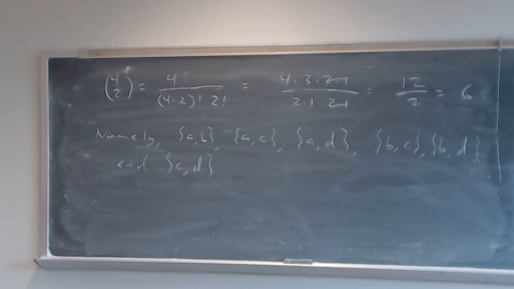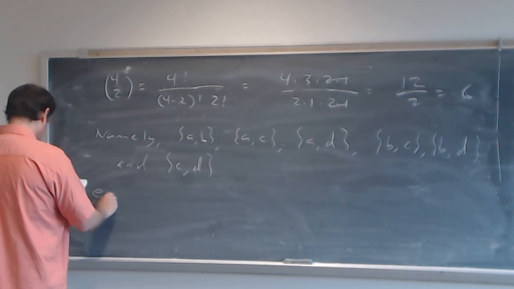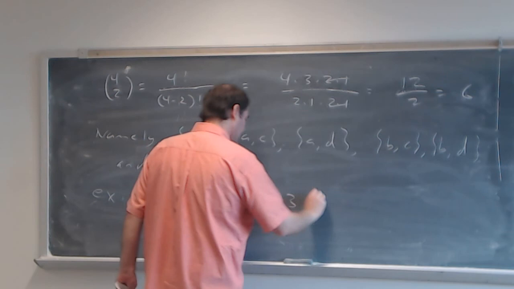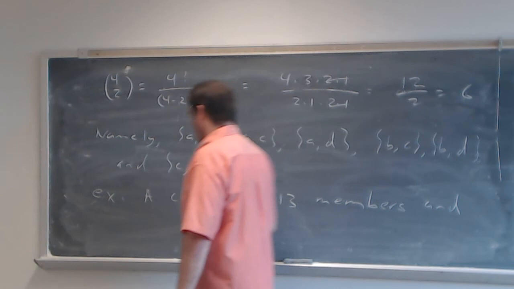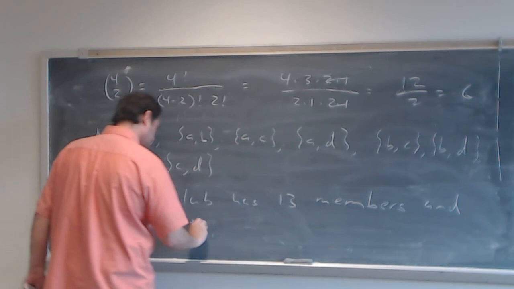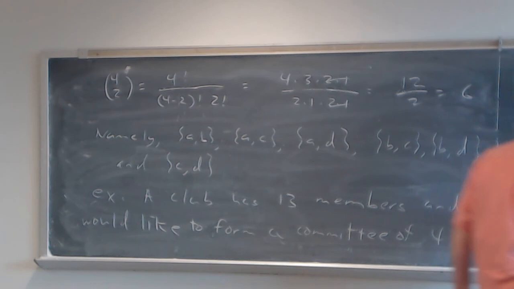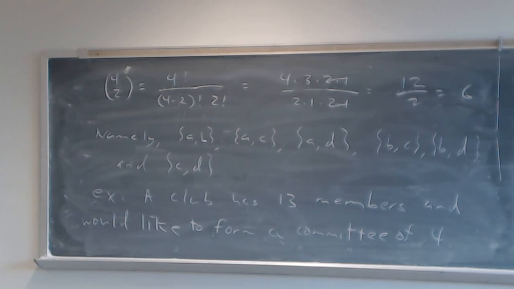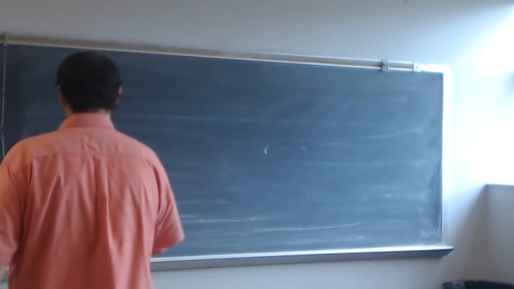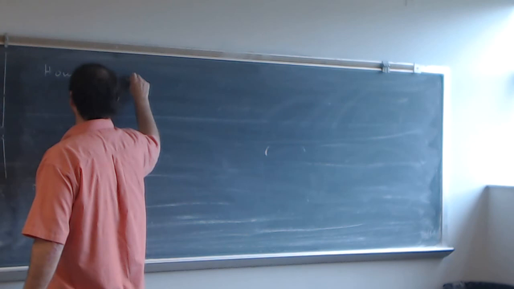Let's look at one last example. So let's say a club has 13 members and would like to form a committee of four. How many possible different committees can be formed?